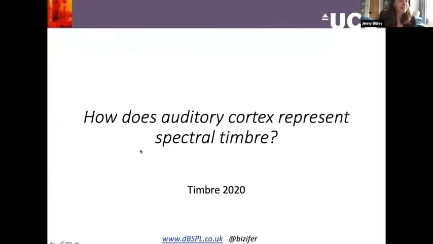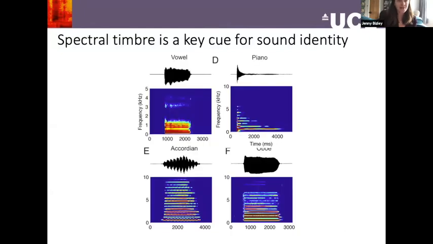Anyway, I am really pleased to be here talking to you today about some of our work looking at how auditory cortex represents timbre. Normally I say timbre, but with this audience, I really need to qualify that I mean spectral timbre. And I probably don't need half of these introductory slides either, because I'm sure you all know that spectral timbre is a key cue for identifying a sound source.